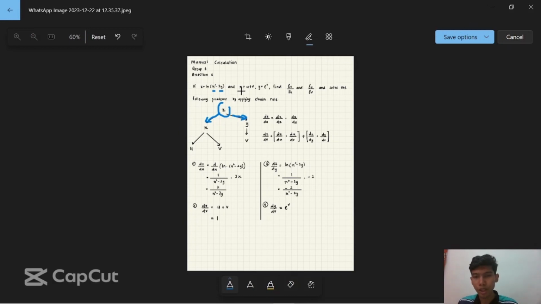And then from the equation x, which is variable x, we get another two variables, which is variable u and variable v. So we split from the equation x into two. And then the same goes for equation y, variable y. From variable y, we get one variable, which is variable v. So our tree diagram will look like this.